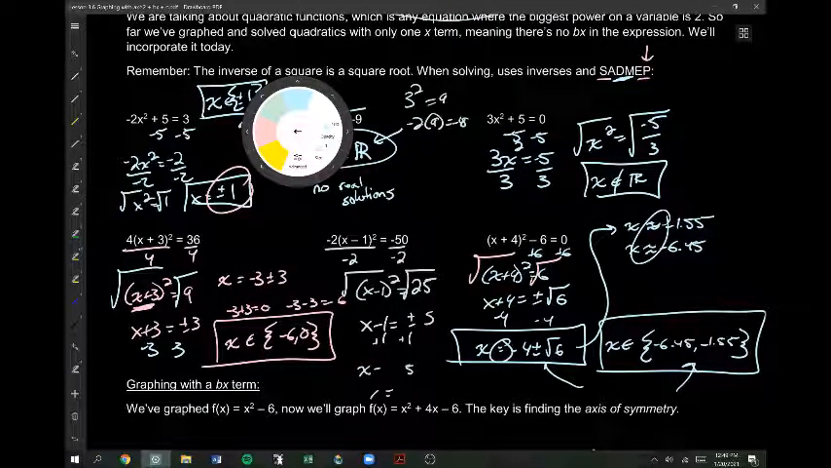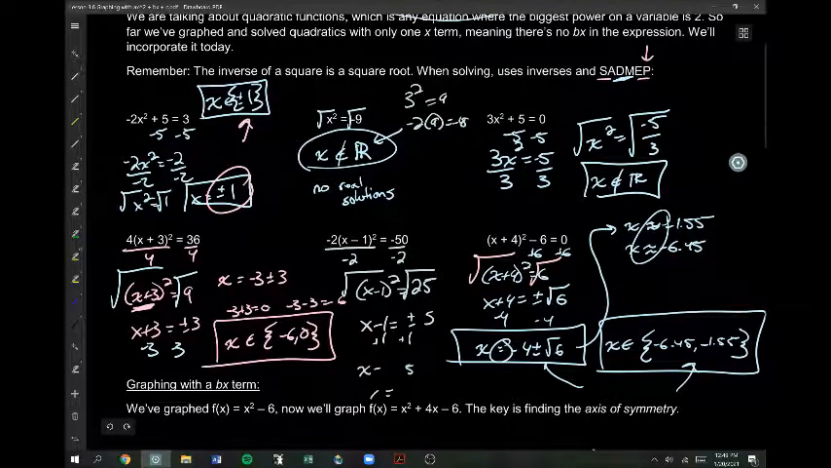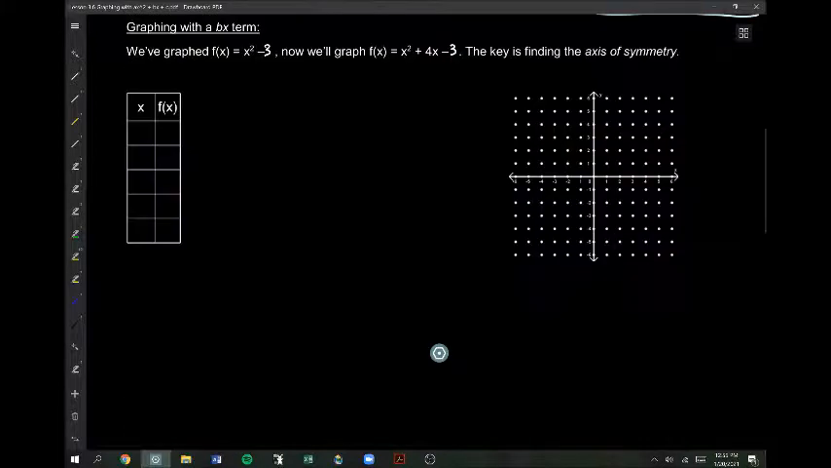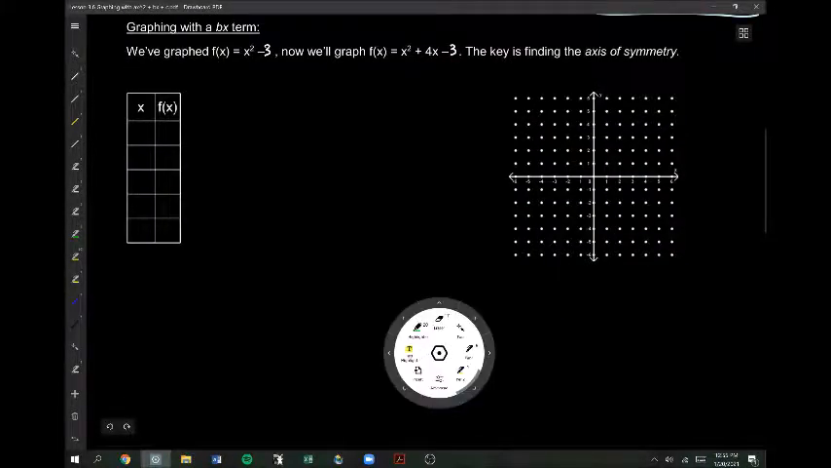Okay, that's enough of our square rooting for today. We'll add one more layer in the future. Maybe. Yeah, definitely. Let's talk about graphing now. We're going to graph with a bx term.